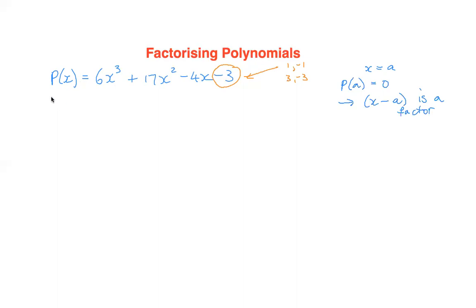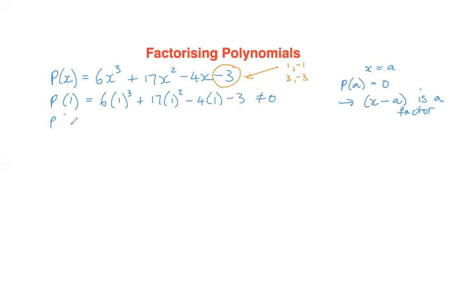So for example, if I try p of 1, we would have 6 times 1 cubed plus 17 times 1 squared minus 4 times 1 minus 3. Now I can see here that's going to be 6 and 17 is 23. There's no way, I'm not taking away enough. That definitely doesn't equal 0.